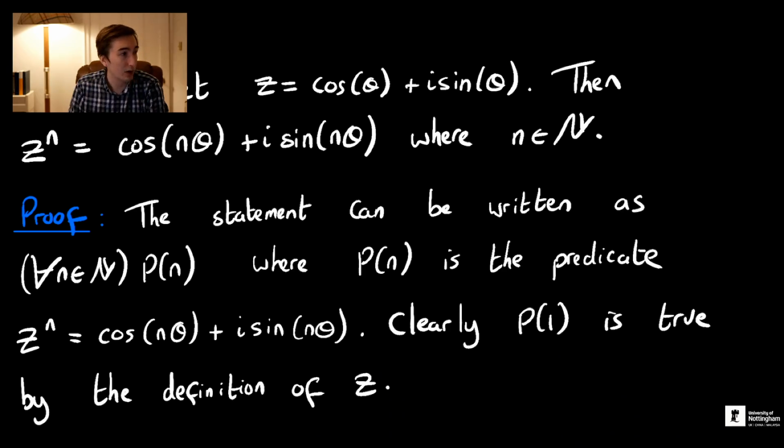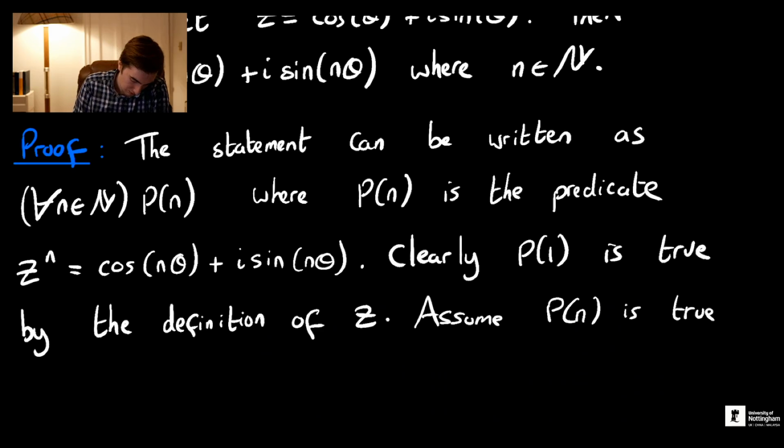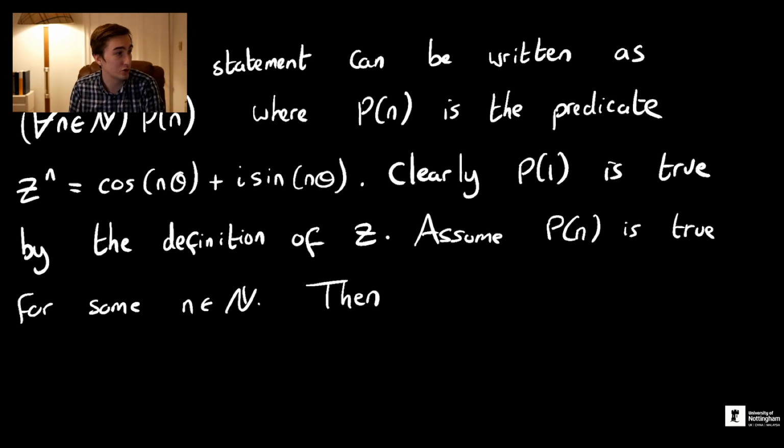Okay, so now I want to assume that it's true for some n in the naturals and see if I can show that it follows that P of n plus 1 is true. So I'm going to assume that P of n is true for some n in the naturals, and I want to then show that P of n plus 1 is true. So assume P of n is true for some n in the naturals. Then what? We need to show that P of n plus 1 is true. So let's start with that.